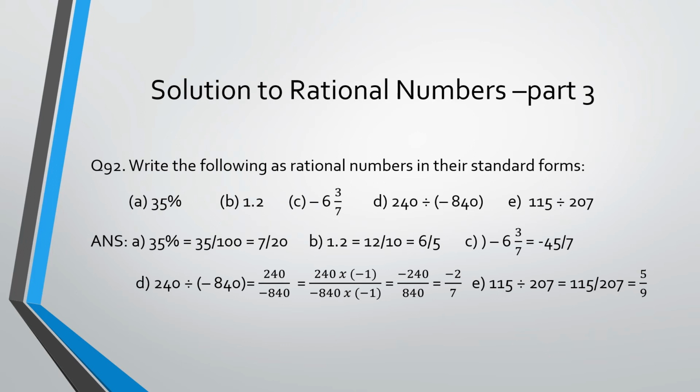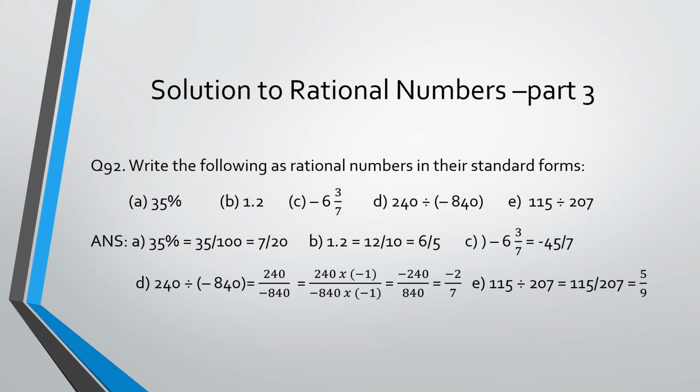Now we come to part 3 of the rational numbers video. Question number 92. Write the following as rational numbers in their standard forms. Part A, 35% means 35 by 100. Reducing to lowest terms, we get 7 by 20. Part B, 1.2 means 12 by 10. Reducing to lowest terms, we get 6 by 5.